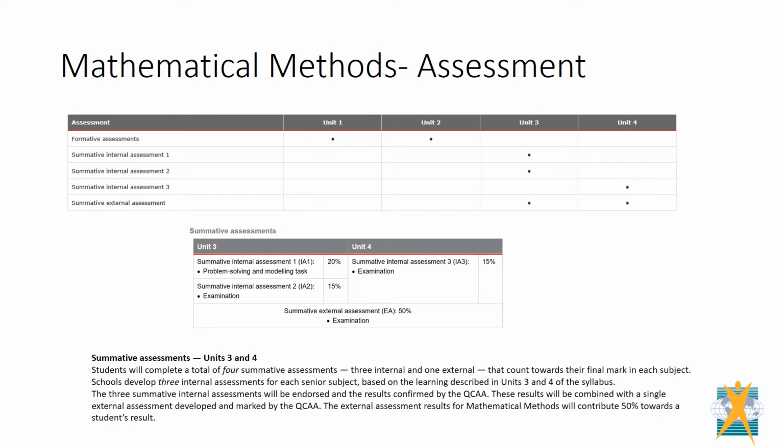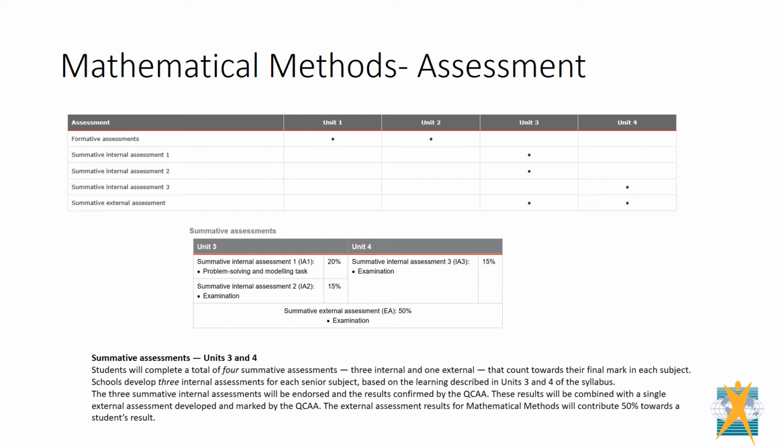Now this has to be completed in time for students to have revision time to get ready for their summative external assessment. So most likely most of the studies will be finished by the end of term 3 of Year 12, allowing students to prepare for that final summative external assessment, which is based on both Units 3 and 4.